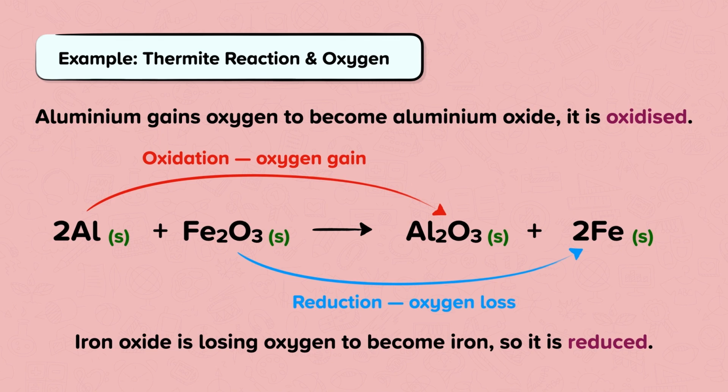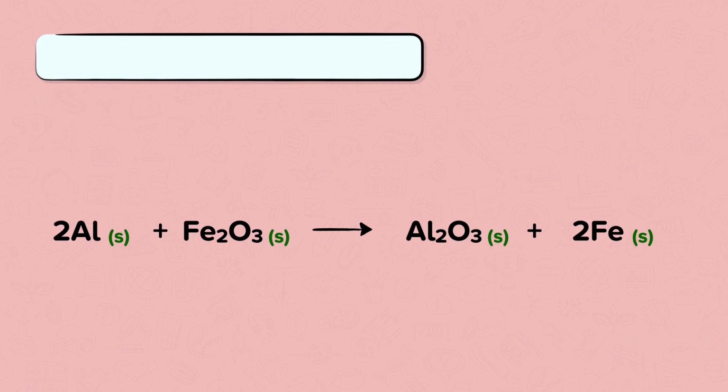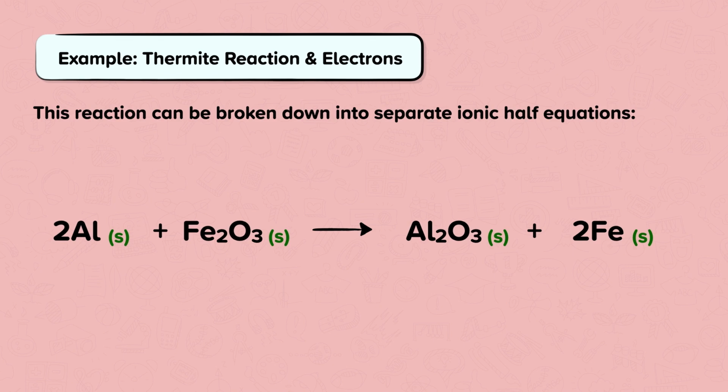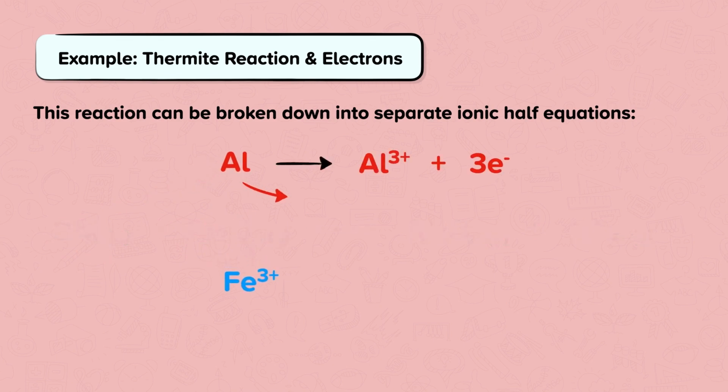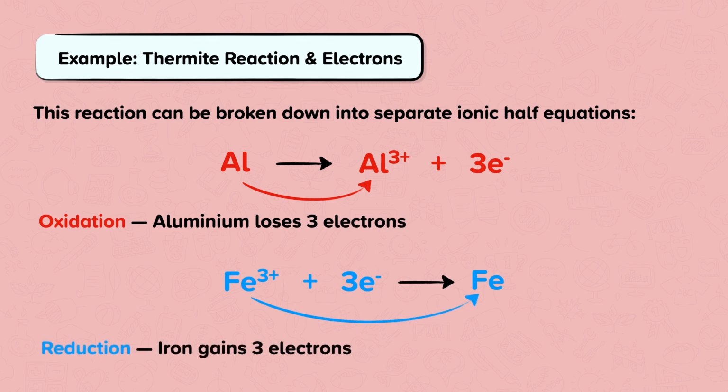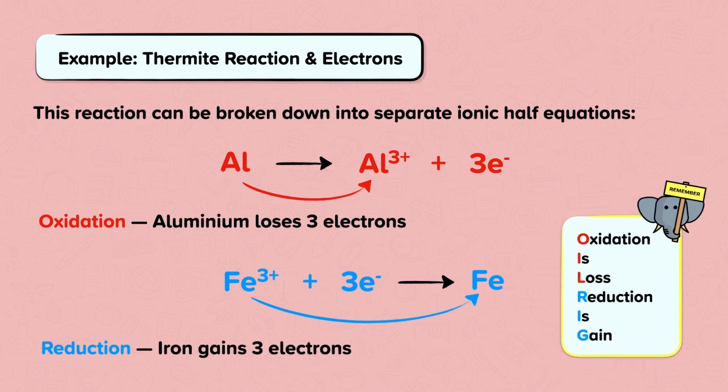Now let's look at thermite in terms of electron movement. This reaction can be broken down into separate ionic half equations. Firstly, each aluminium atom loses 3 electrons to become an aluminium ion with a 3+ charge. This represents oxidation because the aluminium has lost electrons. Each iron 3+ ion at the start of the reaction gains 3 electrons to become iron metal. Since it gains electrons, this is therefore reduction. Remember OIL RIG. Oxidation is loss, reduction is gain of electrons.